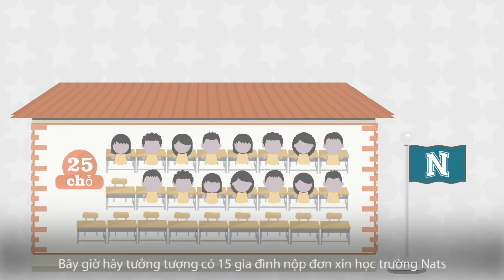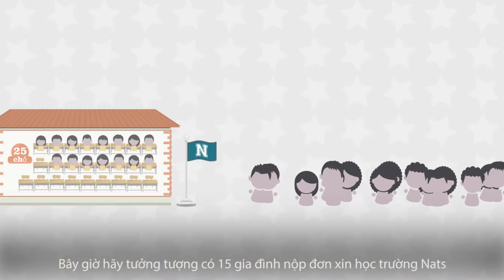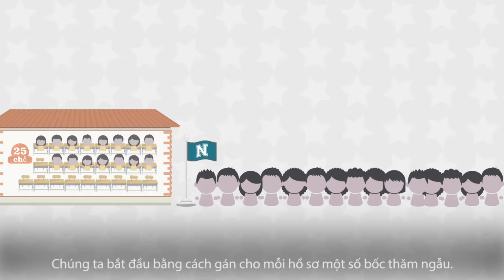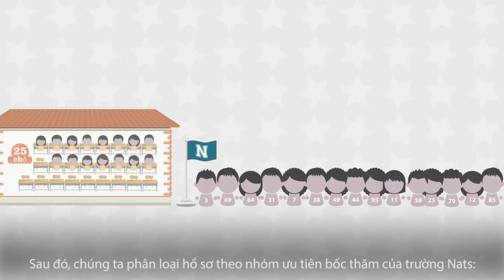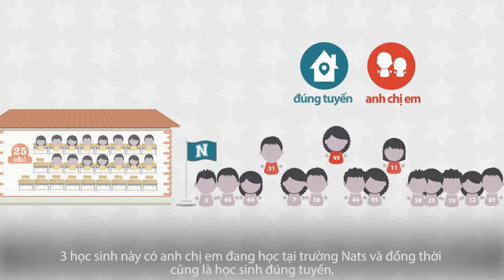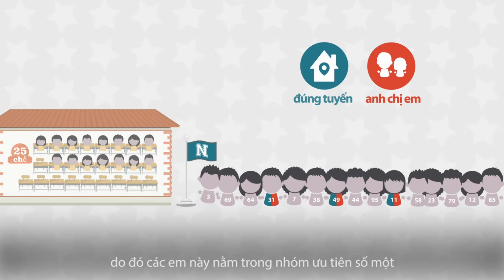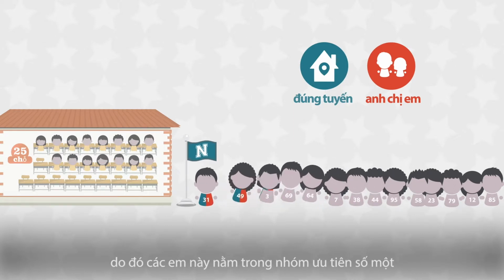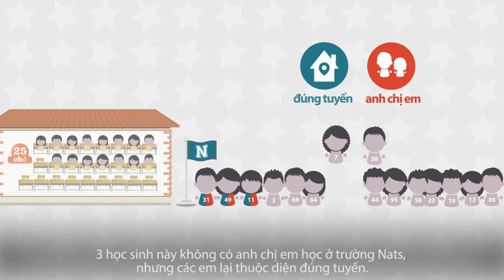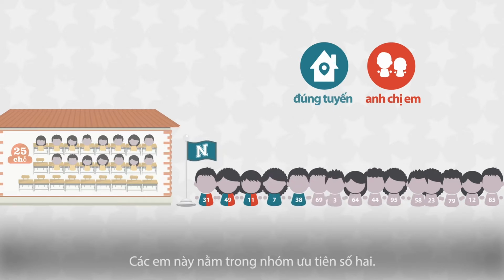Let's now imagine that 15 families have applied to attend Nat's School. We start by giving each applicant a random lottery number. Next, we group the applicants by Nat's School's lottery preference group. These 3 applicants are siblings of current students at Nat's School who also happen to live in the school's boundary, so they are in the first priority group. These 2 applicants do not have siblings attending Nat's School, but they do live in the school's boundary. They are in the second priority group.